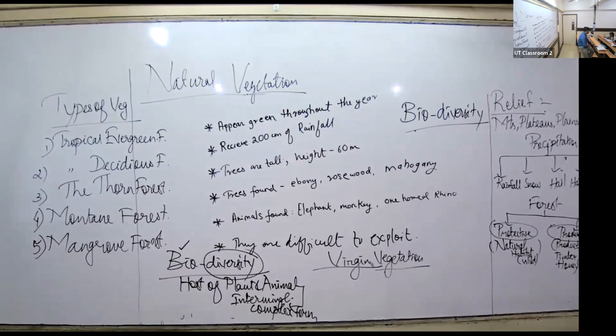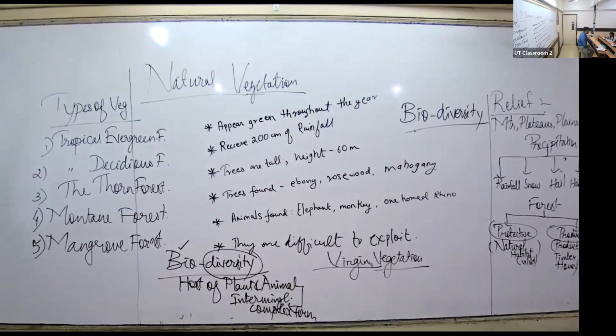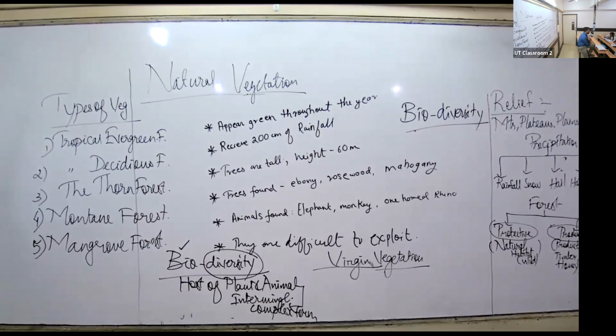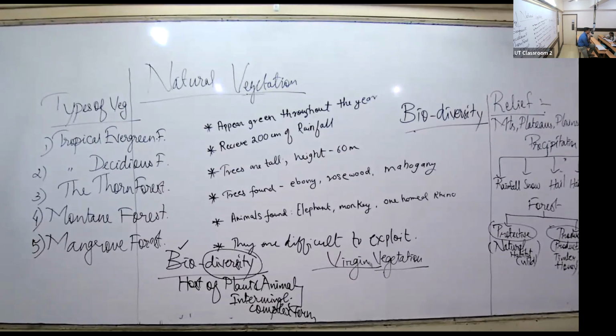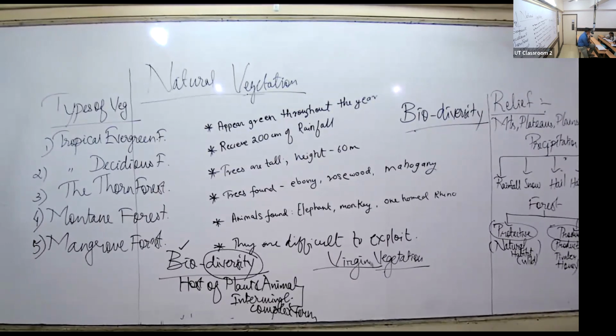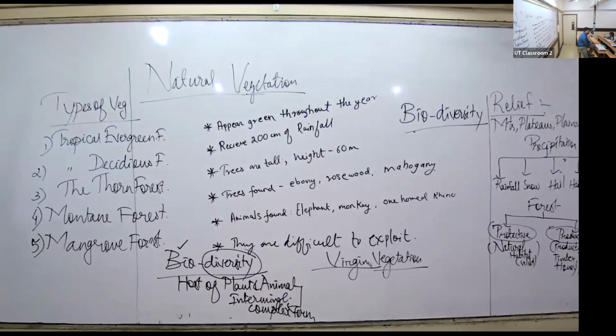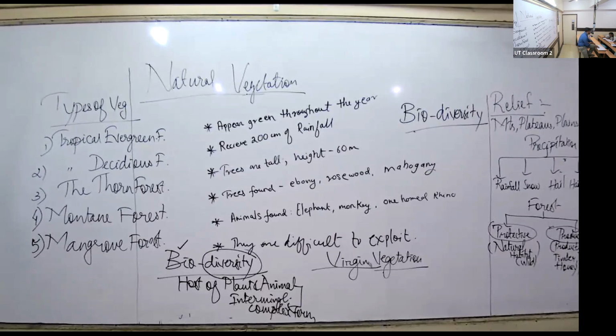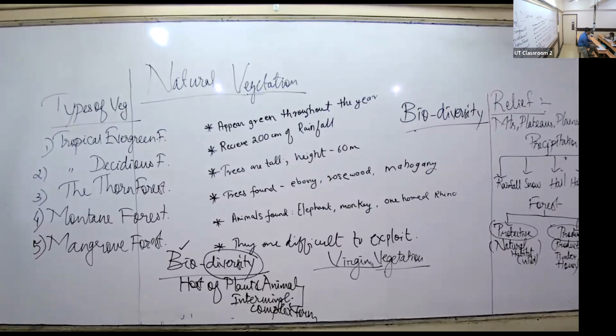Next, second: climate. It is the temperature and the amount of sunlight affecting the vegetation type adversely.